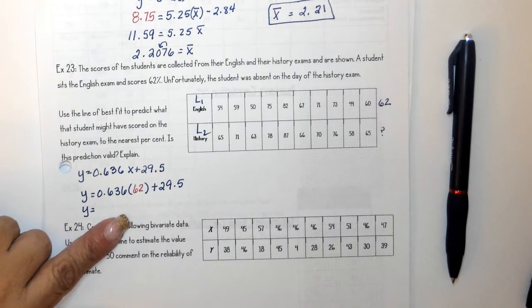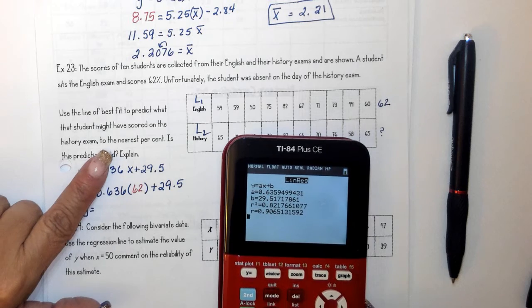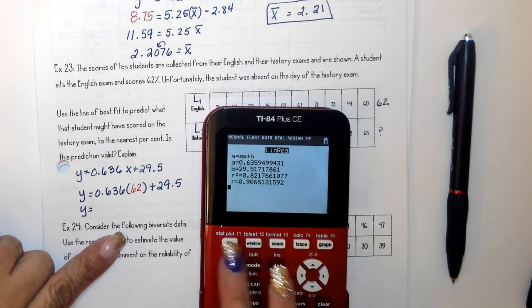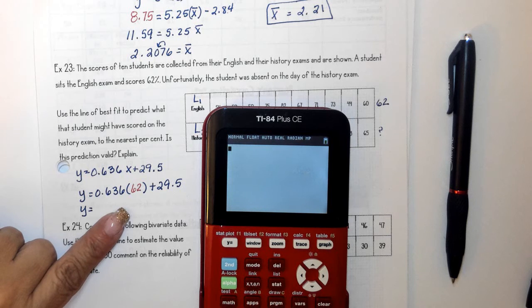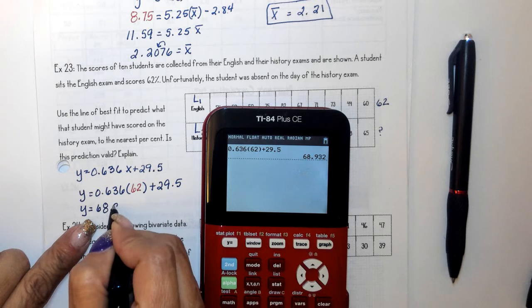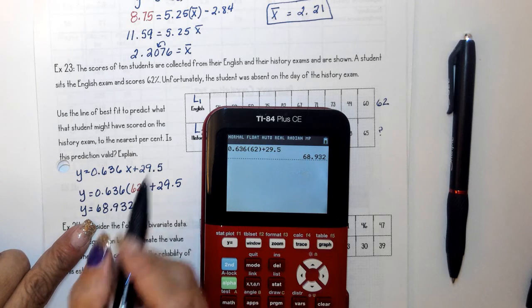Okay, so I know it says to the nearest percent. So I think when I solve it, I need to double check it that way. So 0.636 times 62 plus 29.5. So I get 68.932.